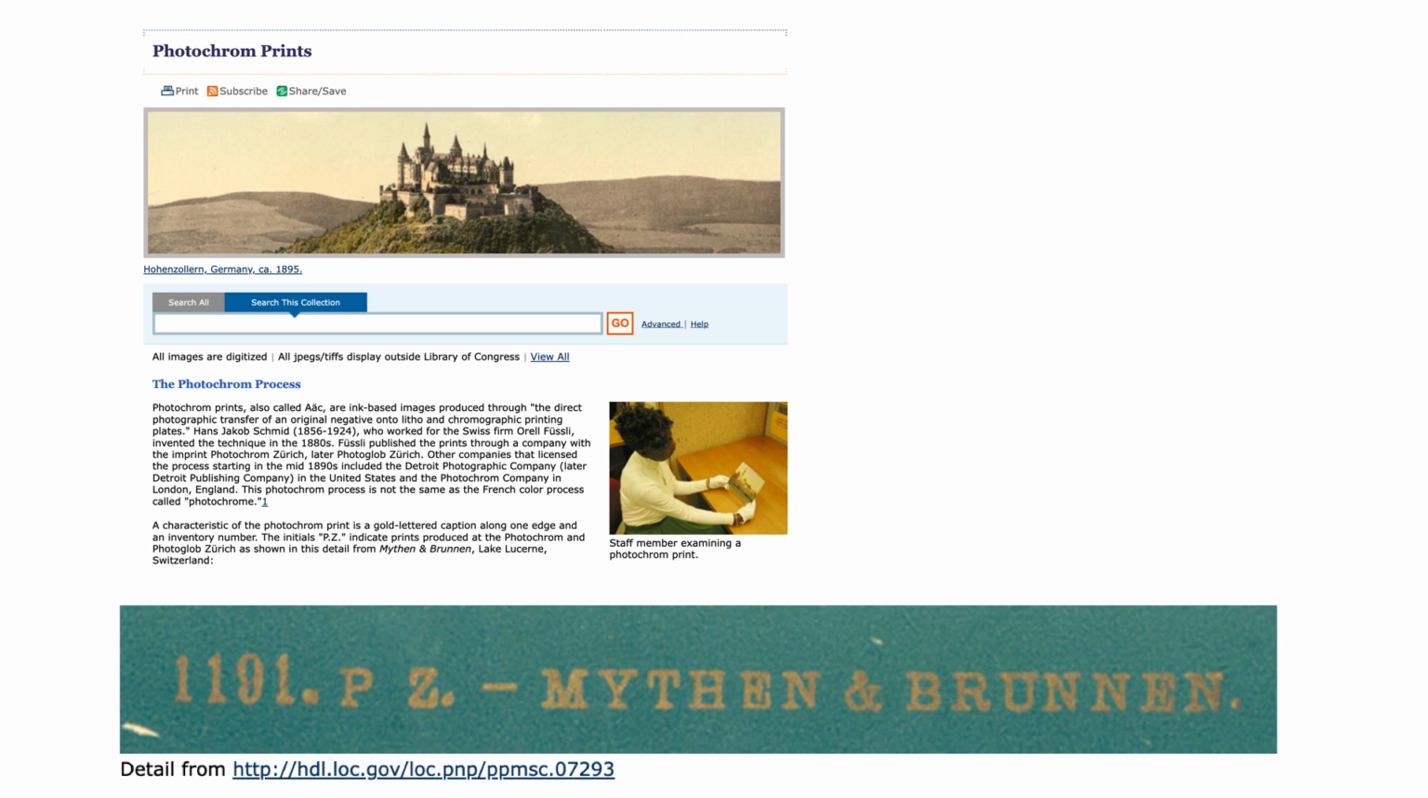And again, I'm going to point you to the Library of Congress's collection of photochrom prints. And again, notice the travel aspect of these, showing exotic European destinations to people who may never have the wherewithal to make the trip.